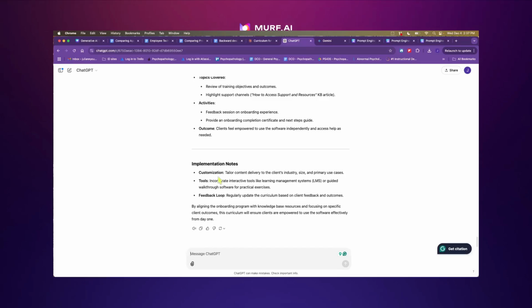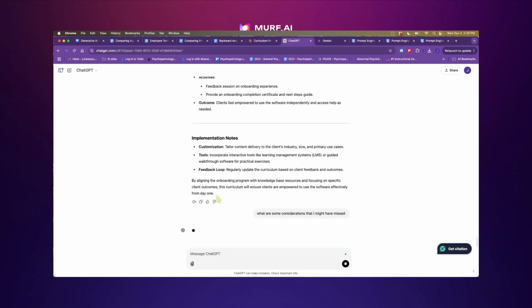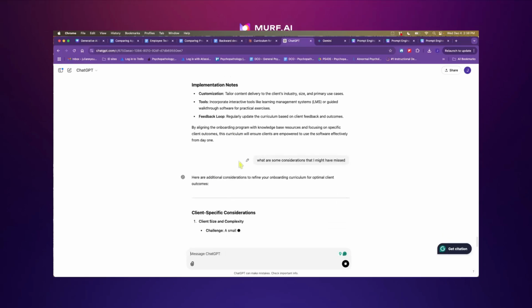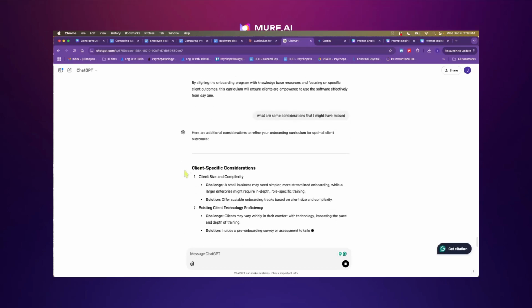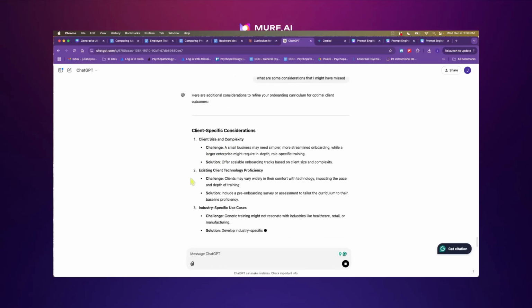Oh, yeah, right. And if I don't know about things I should consider, I can just ask it and say, what are some considerations that I might have missed? So it's going to tell you client size, company, existing proficiencies, all of these things. It's going to go through and give me everything I could possibly want to know. Okay.